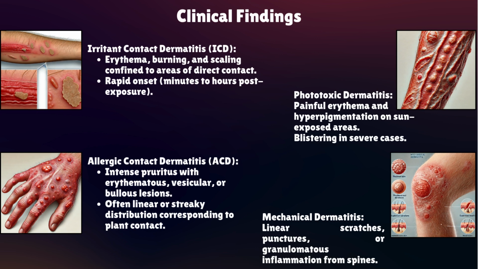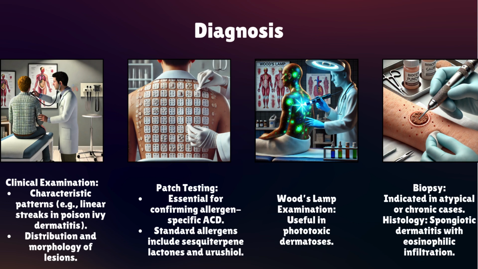Diagnosis, decoding the clues. Clinical examination: look for characteristic patterns, like linear streaks in poison ivy dermatitis. Patch testing helps confirm allergens like urushiol or sesquiterpene lactones. Wood's lamp, useful for detecting phototoxic reactions. Biopsy reserved for atypical or chronic cases. Histology often reveals spongiotic dermatitis with eosinophilic infiltration.